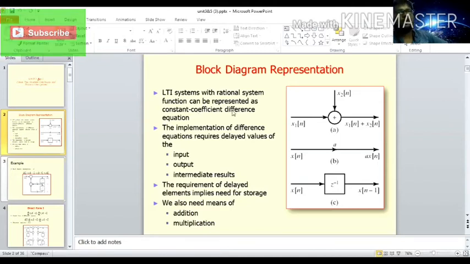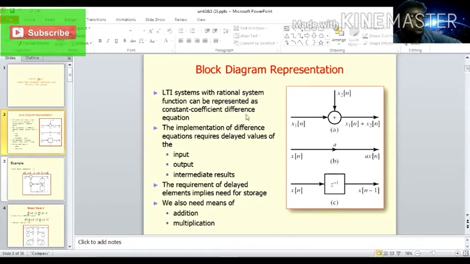Difference means x of n minus 1, x of n minus 2, y of n minus 1, y of n minus 2. These are all difference equation terms. Differential means differential terms, d of x of t divided by dt, d square x of t divided by dt square. These are all differential equation terms. As I said in previous videos also, for continuous time, Laplace transform is applicable. For discrete time, Z transform is applicable.